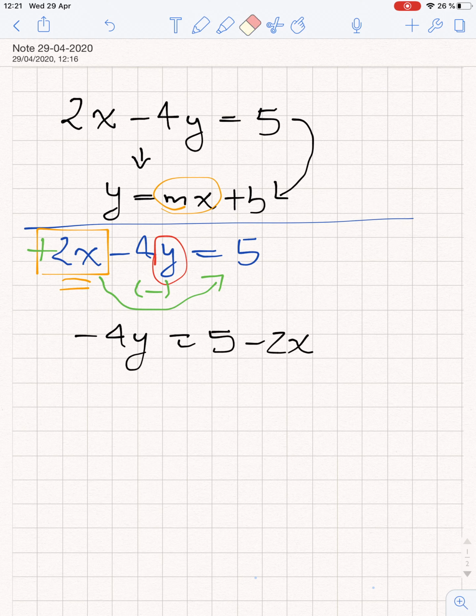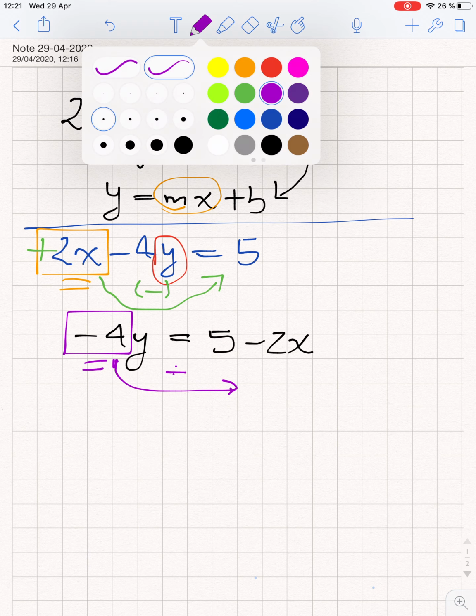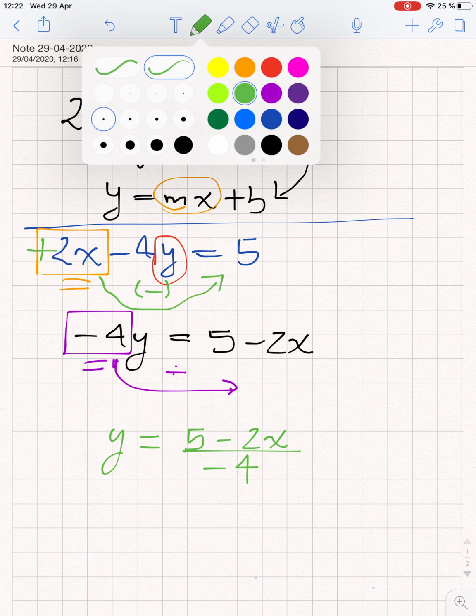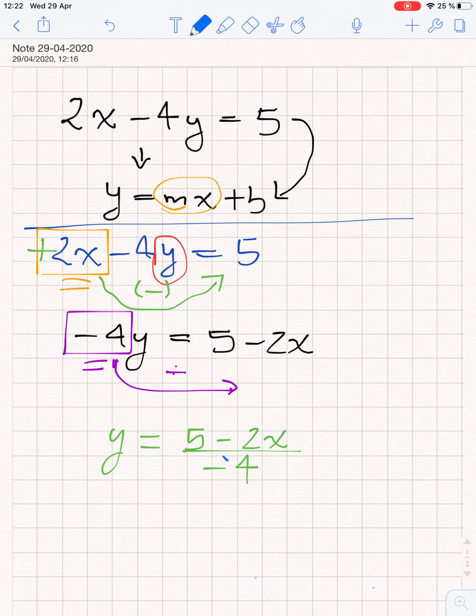Finally, as you know, we have a component that is multiplying the y, that is minus 4, and this component needs to be passed to the other side to divide. Therefore, the value for y is going to be equal to 5 minus 2x divided by minus 4. Finally, as an additional step, remember that you need to split the 4 across the different components above, leaving the expression as 5 divided by minus 4 minus 2x divided by minus 4.